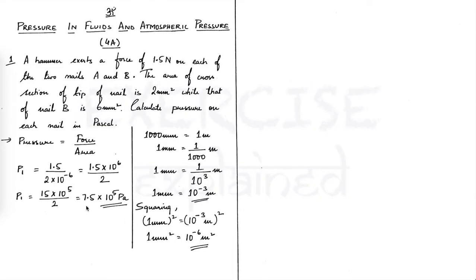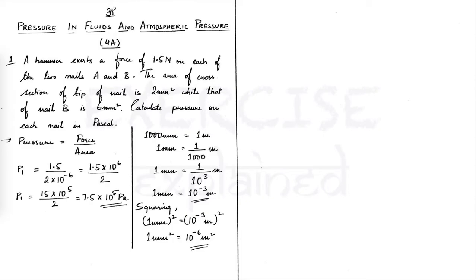Now we have the area; the first area is 2 millimeter square. So I would be using the formula pressure is equal to force by area. So P1, that is for the case of nail A, will be force, which is 1.5 Newton, given in the question, divided by area, which is 2 into 10 to the power of minus 6. Now this minus 6 came from here. So 10 to the power of minus 6 goes to the numerator, we get 10 to the power of plus 6. So we get 1.5 into 10 to the power of plus 6 divided by 2.